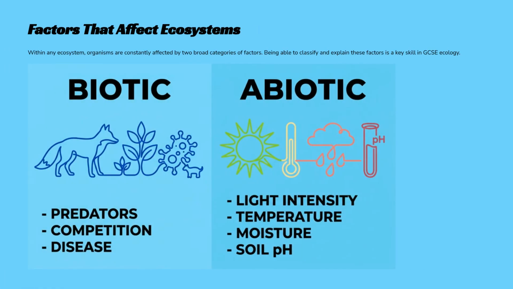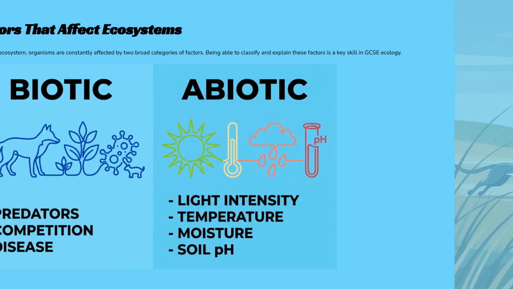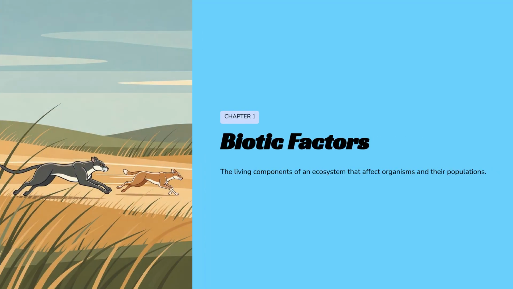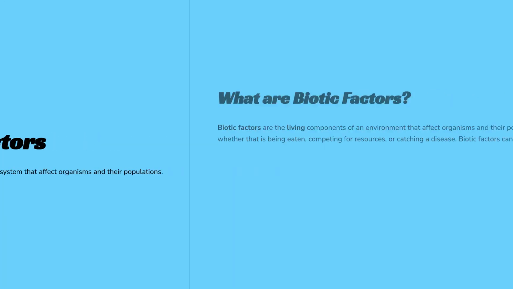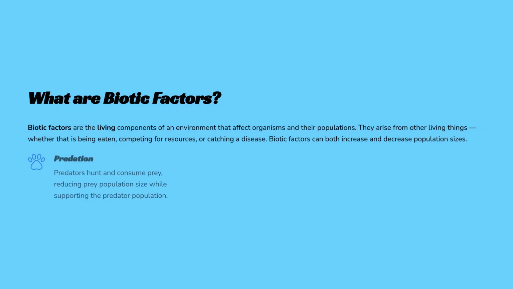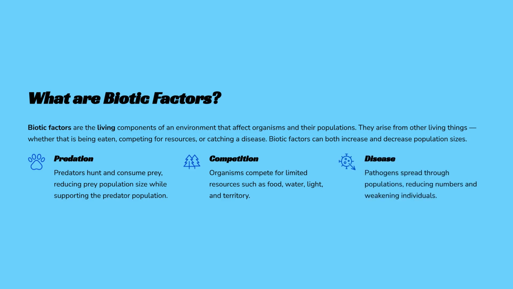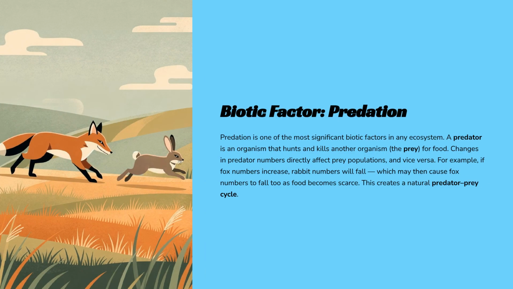Organisms in an ecosystem are affected by two types of factors: biotic, which are living, and abiotic, which are non-living factors like light intensity and temperature. Biotic factors represent the living parts of an ecosystem. These include the interactions between organisms that define their population dynamics. Common biotic factors include predation, where hunters consume prey, competition for resources like light or food, and disease, which can impact population numbers significantly.